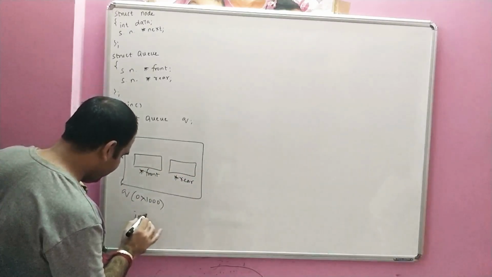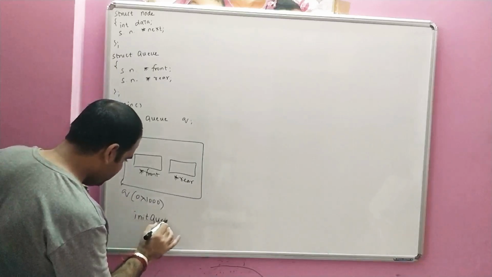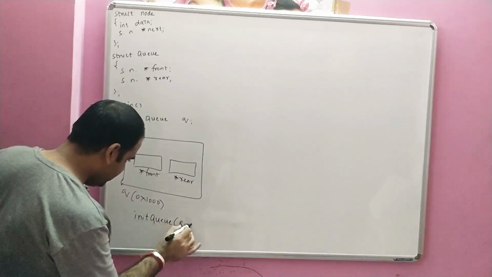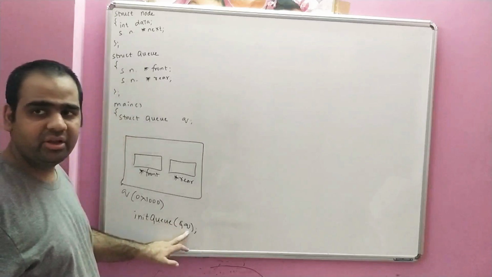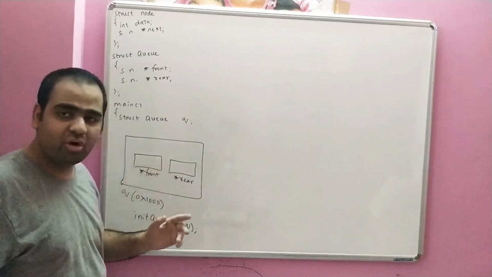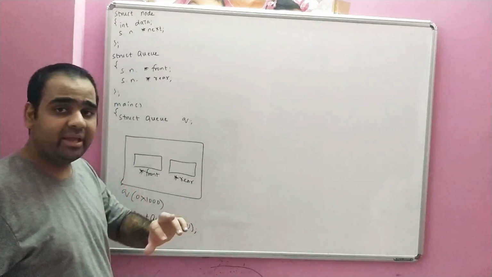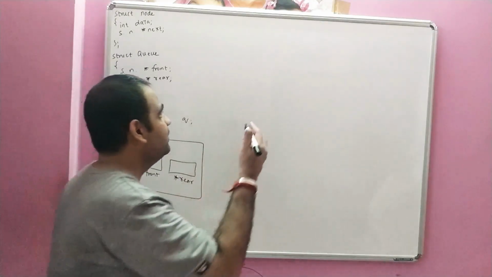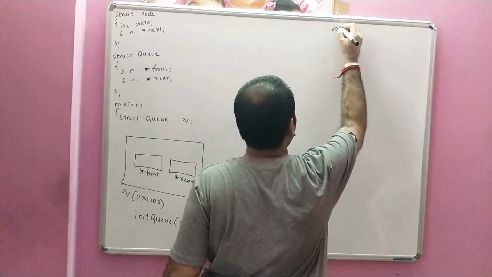Therefore we will write one function called init queue. Which queue do we have to initialize? This queue. And why do we say ampersand queue? Because the state of the queue changes. See here, the values of front and rear were garbage and garbage. Now you are making them null and null. Now let us see how do we write the init queue function.